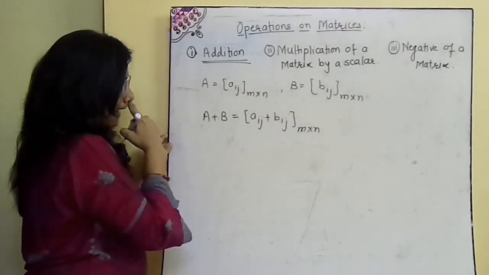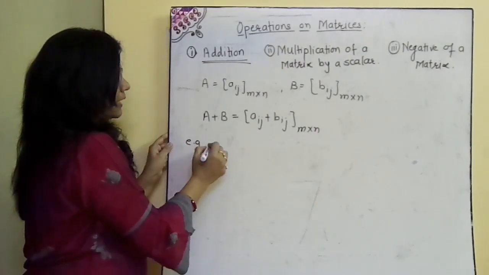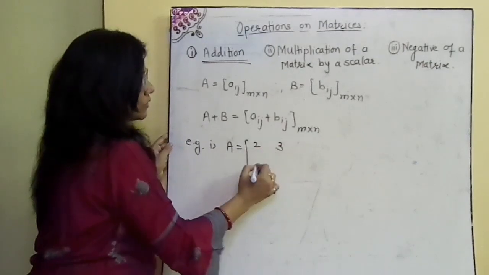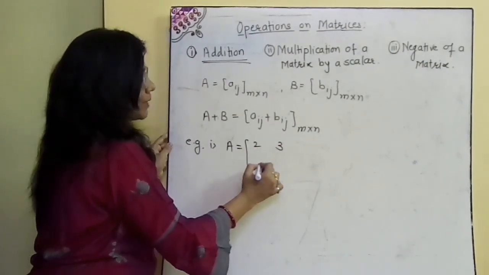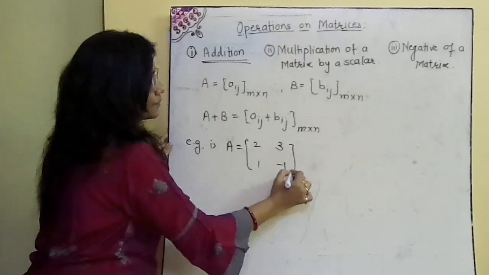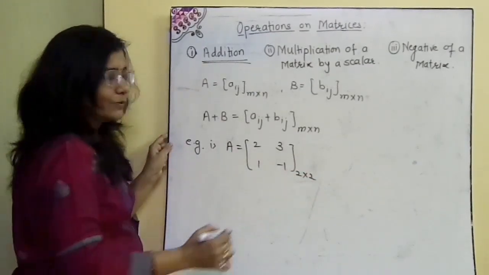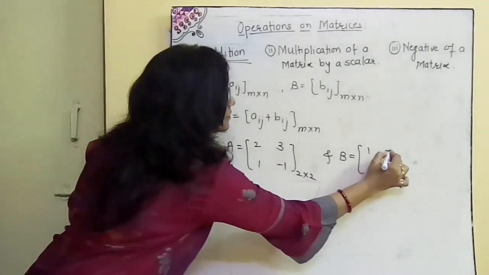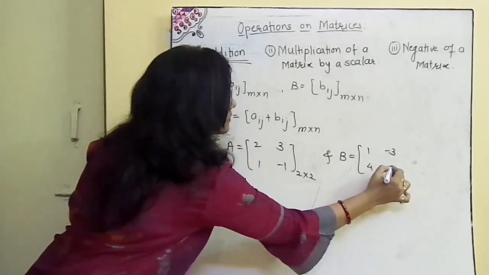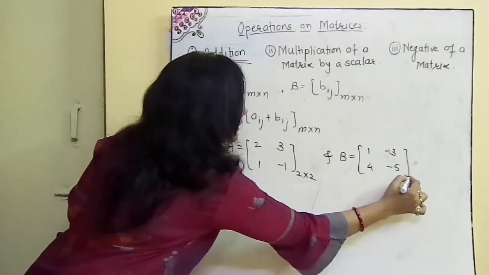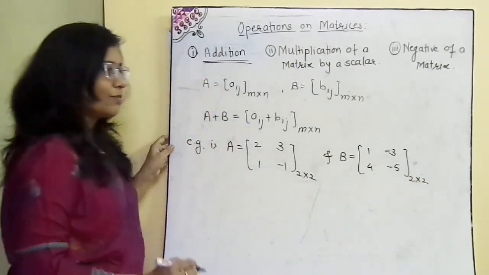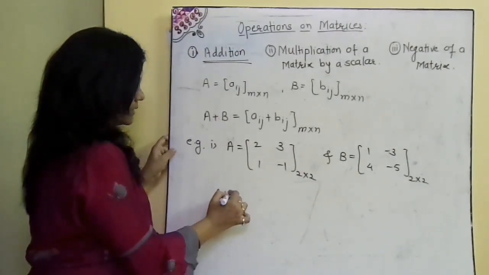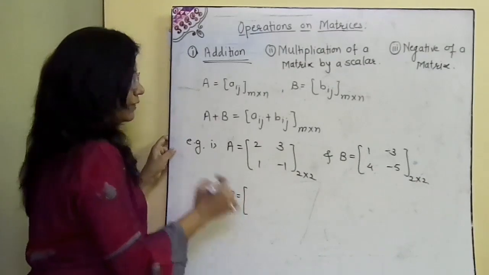So how to add it? Suppose I take an example. For example, A is a matrix of order 2 by 2, and B is another matrix whose order is again 2 by 2. So we can add these two matrices. So A plus B.